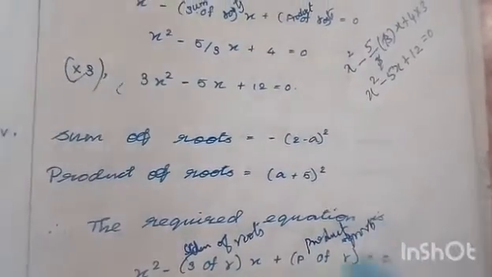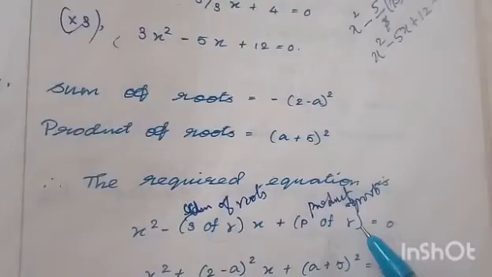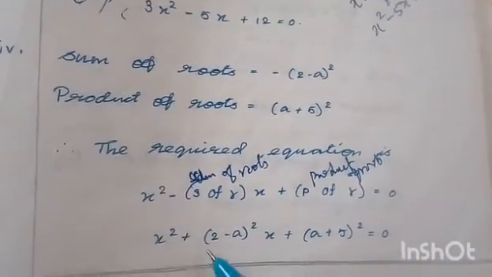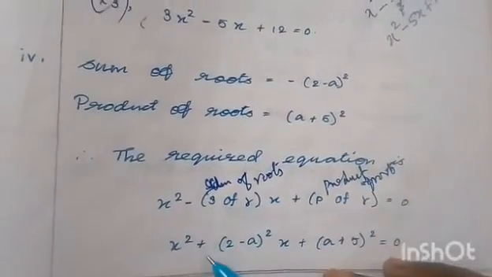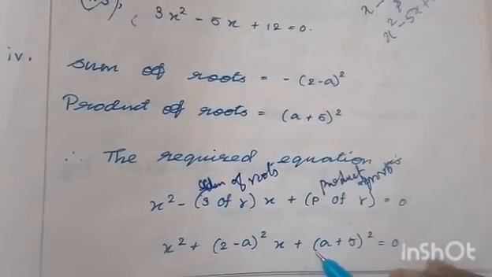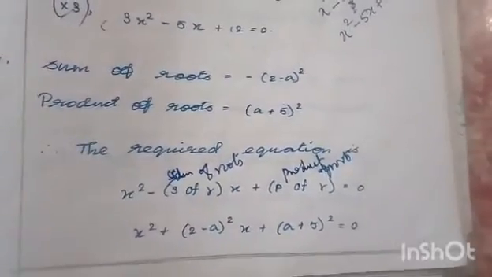I wrote here short form. You have to use the full form. Sum of roots into x plus product of roots is equal to 0. So x square, for sum of roots it is minus of 2 minus a whole square. Already there is a minus in the formula, so it becomes plus 2 minus a whole square into x plus a plus 5 whole square is equal to 0.